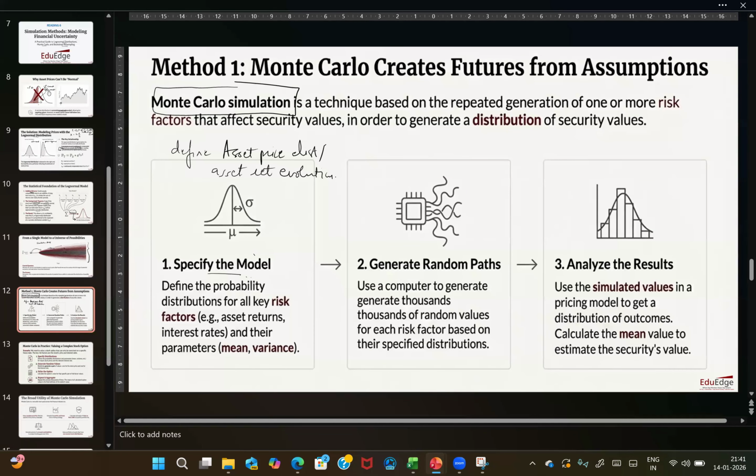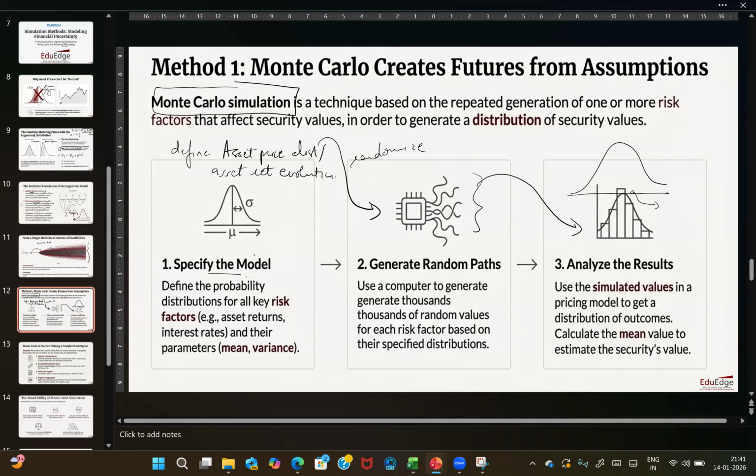Second, based on this distribution, you randomize the outcomes and generate random paths. And based on the outputs of the random paths, you analyze the results and create the distribution, and then probably the mean value will give you the price of the instrument in the future. You take the present value, that will fetch you the expected price of the instrument today. So this is what generally is done in the industry.